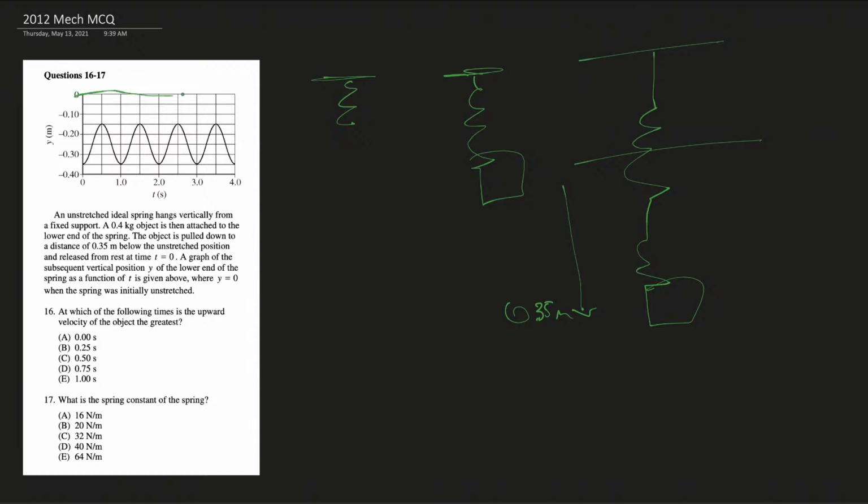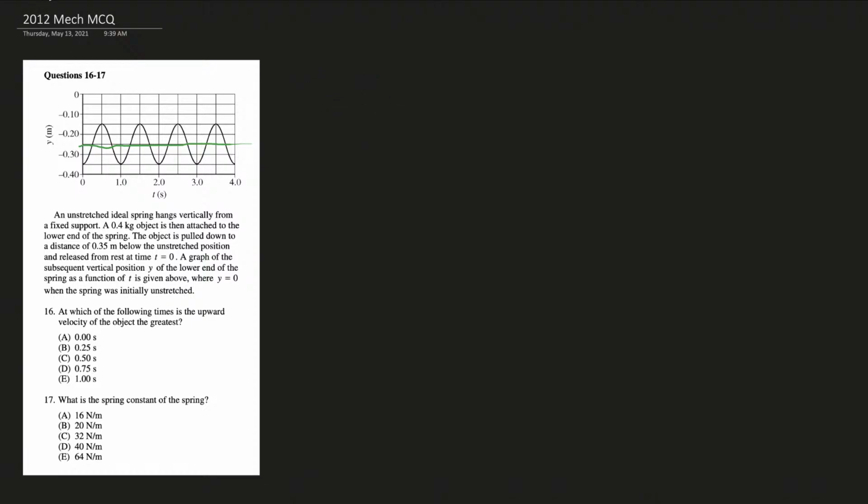So here that's this. As soon as we hang it, we get some stretch, and then we stretch it further. So basically it stretches to this point. I don't know if this is right, but we stretch it to some point and then we let it go. So it just goes back and forth. Okay. They're asking which of the following times is the upward velocity of the object the greatest?